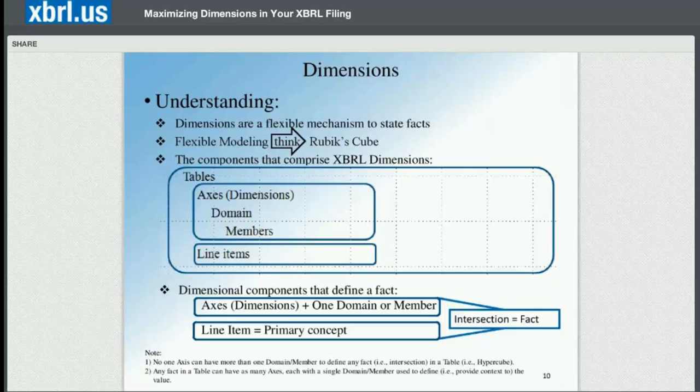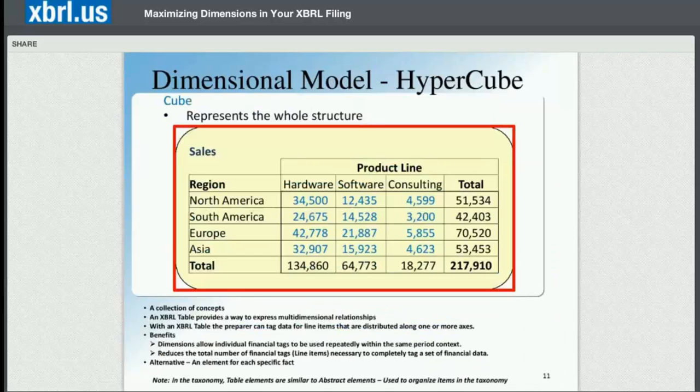It is the combination of axis member together with the line item that defines the fact. No one axis in any given table on any given fact can have more than one member to define it. So it is one member on an axis plus the line item that defines a fact. And if you have multiple adjectives or nouns that you need to properly define a fact, and we'll go through an example of that, you need to have multiple dimensions, because no one dimension can have more than one member that defines a fact in that table. And you can see those are both noted at the bottom of that slide.